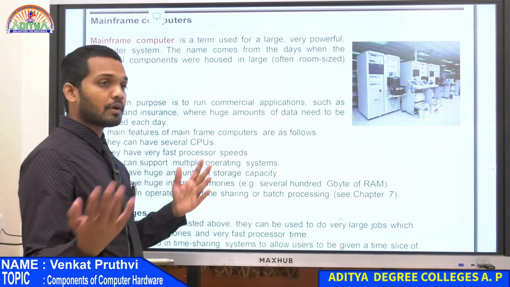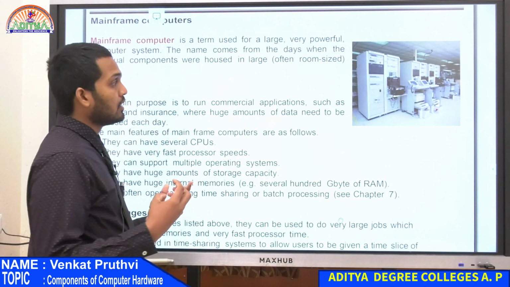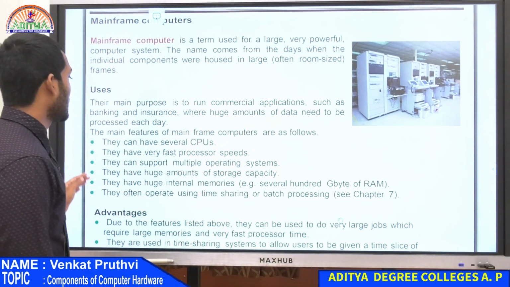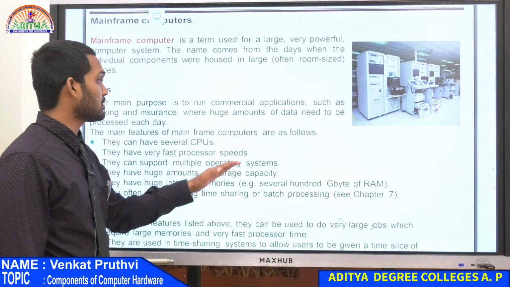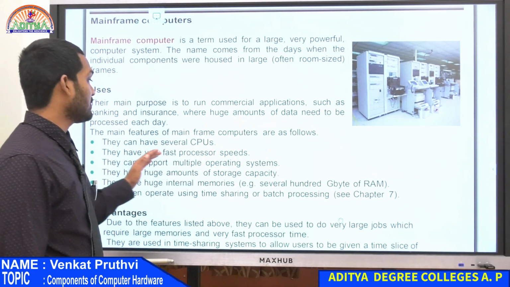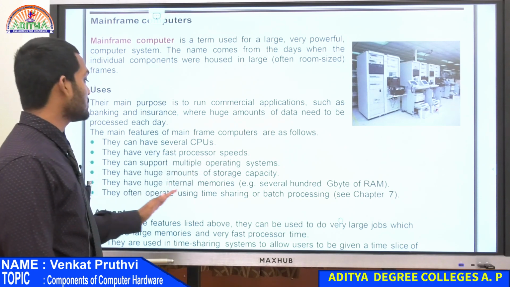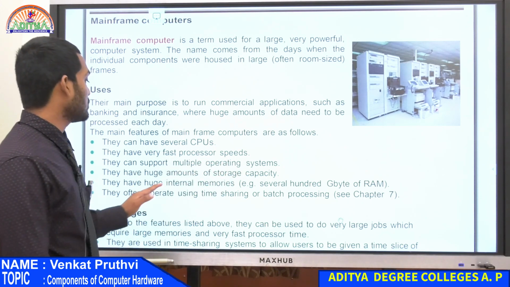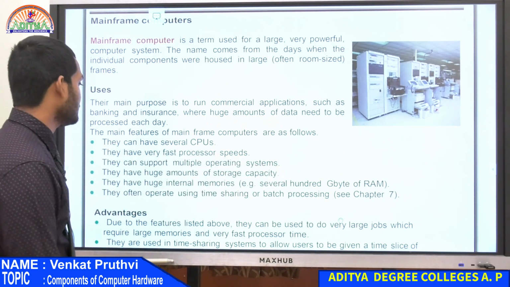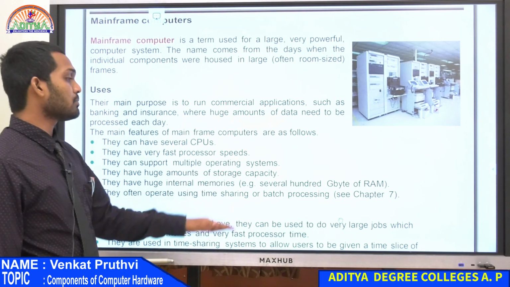So in order to perform so many operations in a single day, and it should be a continuous process, they use mainframe computers. The main features of mainframe computers are as follows: they can have several CPUs, very fast processor speeds, and can support multiple operating systems. They have huge amounts of storage capacity and huge internal memories, for example several hundred gigabytes of RAM. They often operate using time sharing or batch processing.